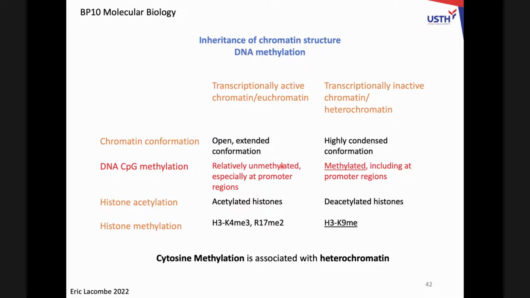So technically, they found a correlation between the compaction of chromatin and the level of methylation of DNA. Do you understand this idea? It means that all the DNA inside a heterochromatin island is going to be mainly methylated compared to euchromatin. So cytosine methylation is always associated with heterochromatin formation.